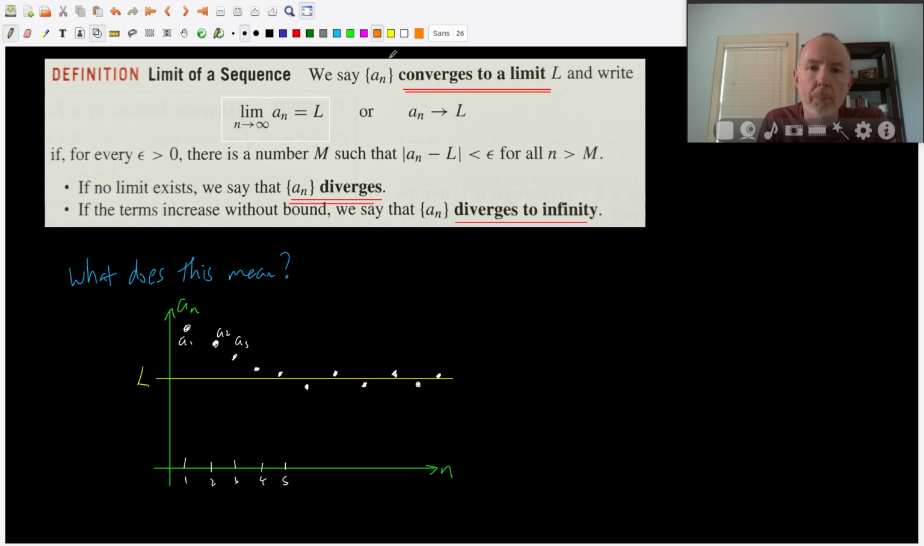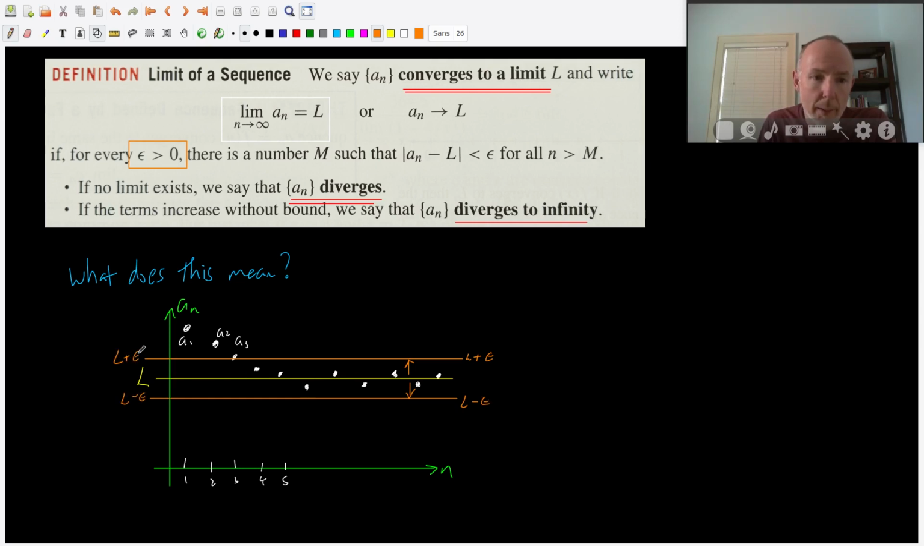What this says is that for every positive number you can name, no matter what small number I name, let's suppose I name a number that's that big, then I can go that far either side of L. There's the top and there's the bottom. So this is L plus that number epsilon, and this is L minus epsilon. This is the value on the y-axis, so L plus a little bit and L minus a little bit.